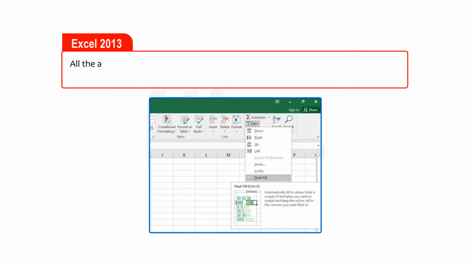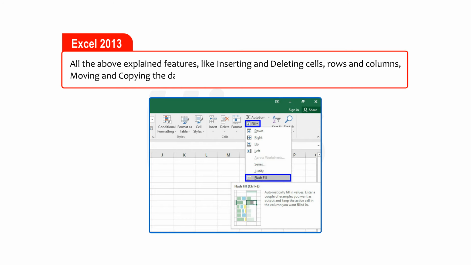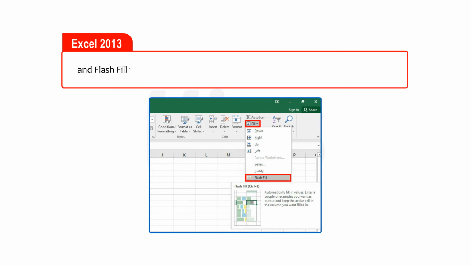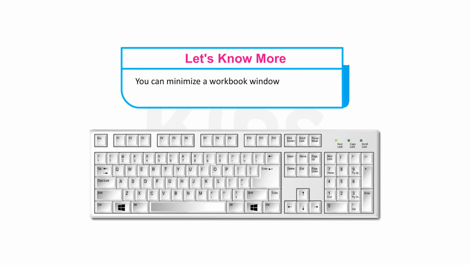Students, all the above explained features like inserting and deleting cells, rows and columns, moving and copying the data, autofill and flash fill work in the same manner in Excel 2013 as they work in Excel 2016. Also notice that you can minimize a workbook window to an icon by pressing Ctrl+F9 key combination. Ctrl+F10 maximizes or restores the selected workbook window.